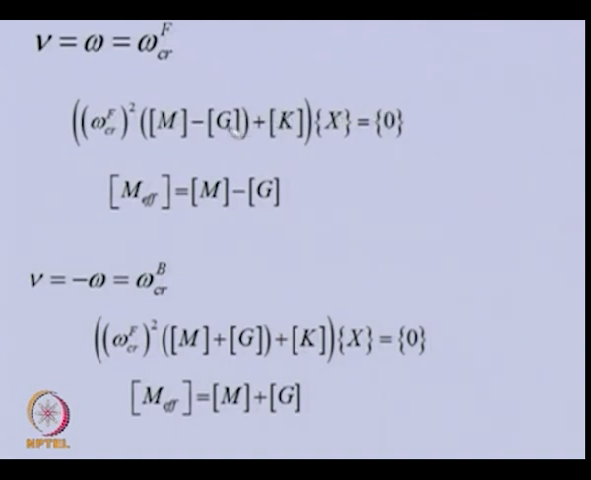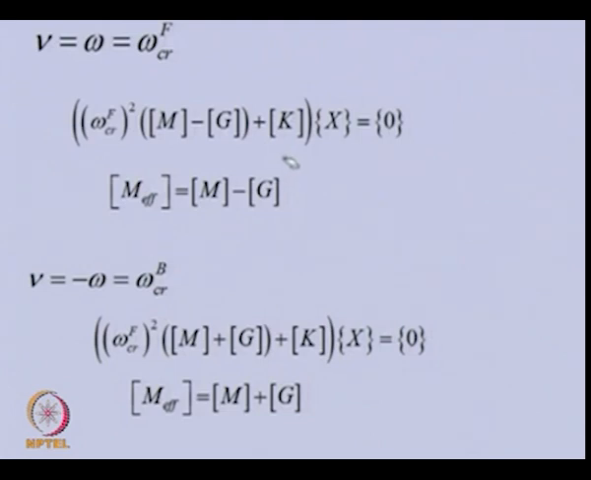Basically, in this particular case, you can see that this is something like the effective mass of the system, and because of the gyroscopic couple, the effective mass is getting decreased, and as we know, the critical speed is nothing but stiffness by effective mass.